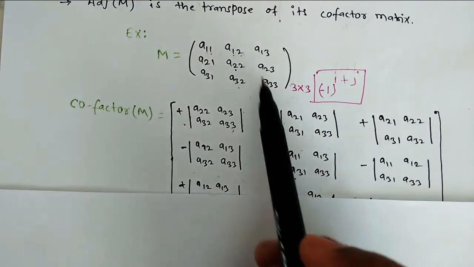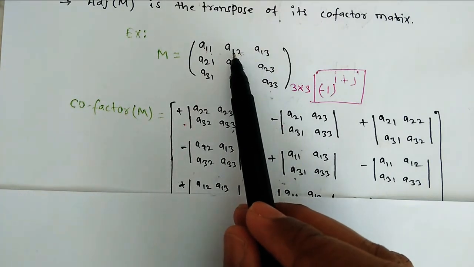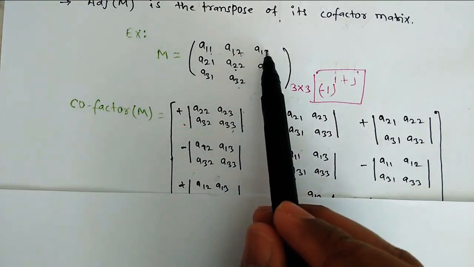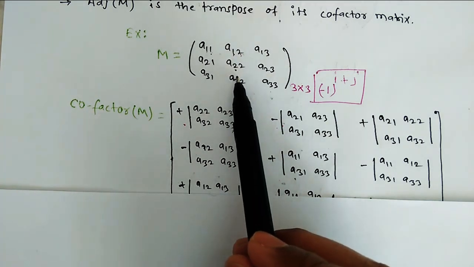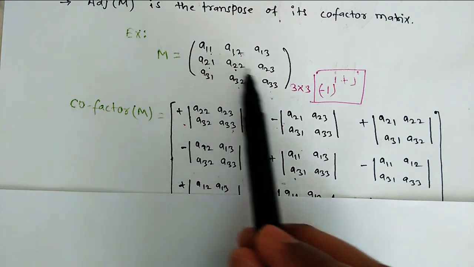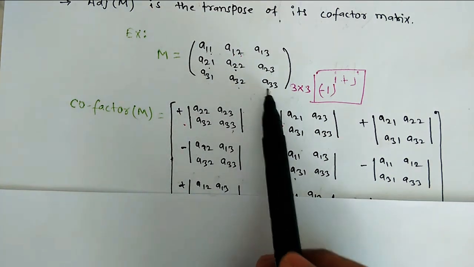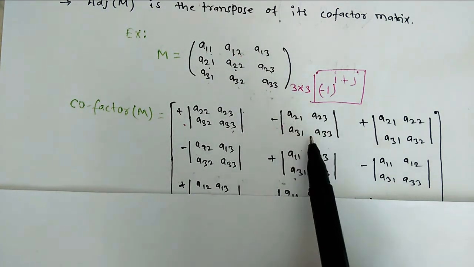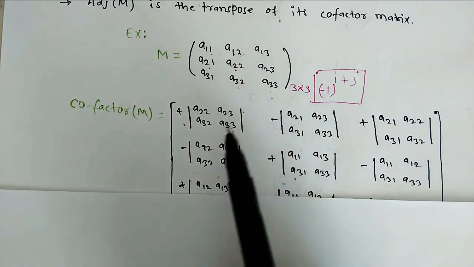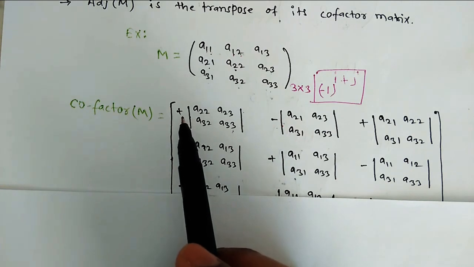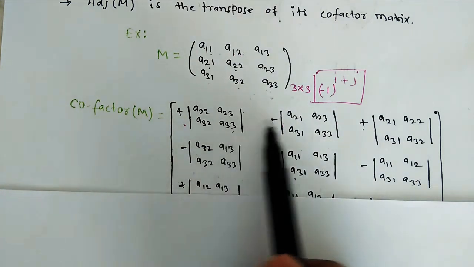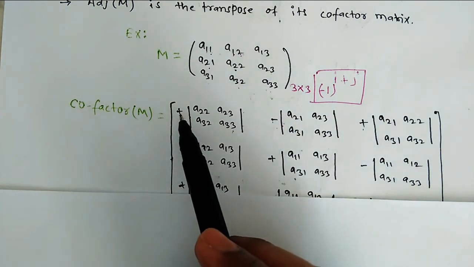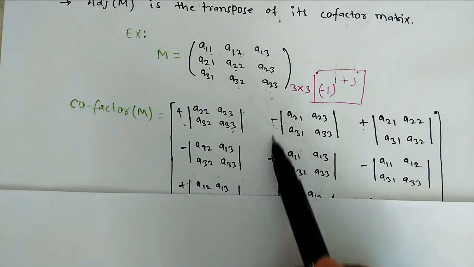Similarly, you have to identify the minor of A12. In this case what you have to do is delete this row and this column. After deleting the corresponding row and column, you will have A21, A23, A31, A33. Just find the determinant value. So this is the minor of A12. But here one very important point you have to keep in mind: this is the plus sign, here is the minus, plus. So alternate plus, minus, plus, or you can see here plus minus plus, minus plus minus.